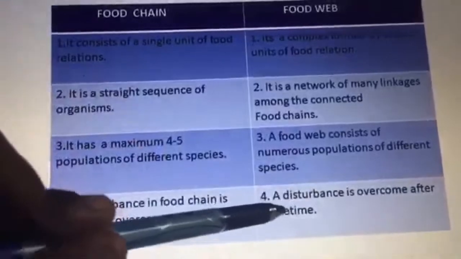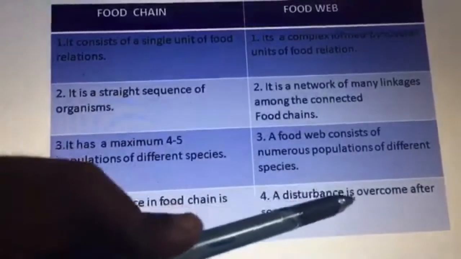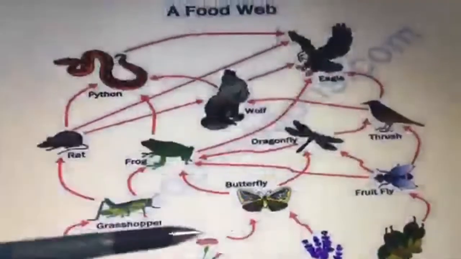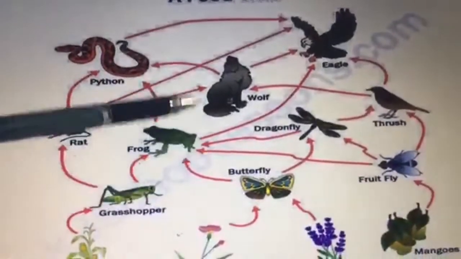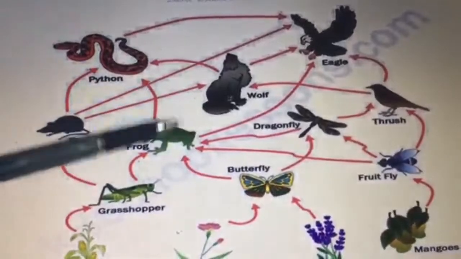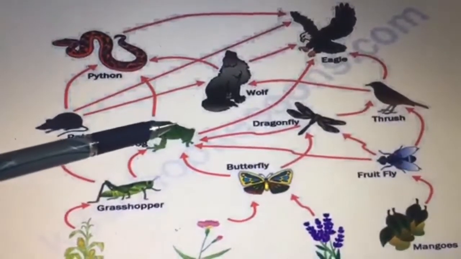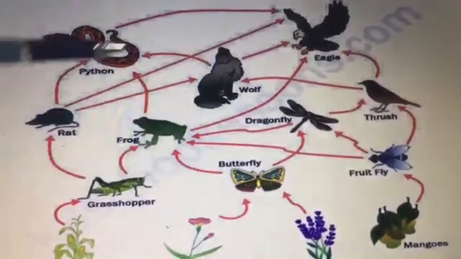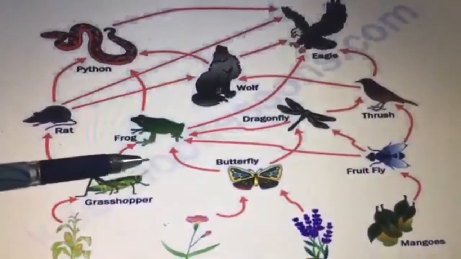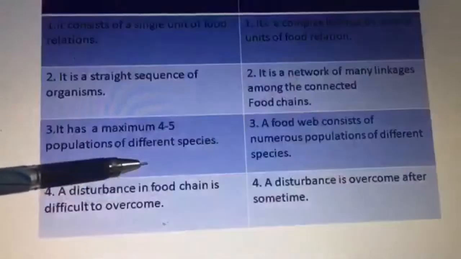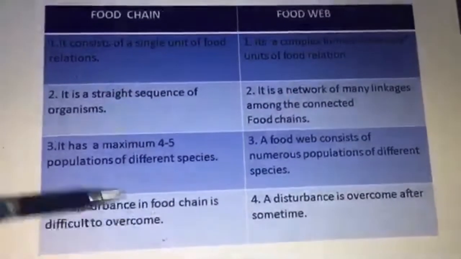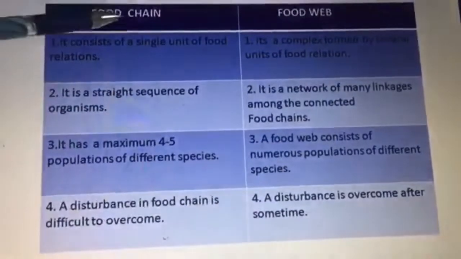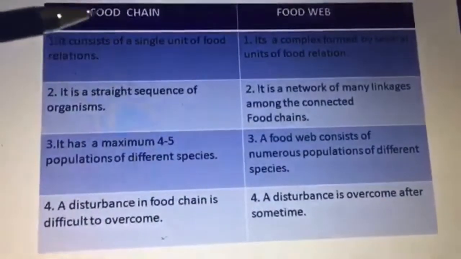Here in the food web, a disturbance is overcome after some time. Here so many organisms are there, no? So if one animal is affected in its food, it obtains food in some other ways. So the food web overcomes it. The animals can overcome it, but in a food chain it is very difficult. So these are the differences between the food chain and the food web.